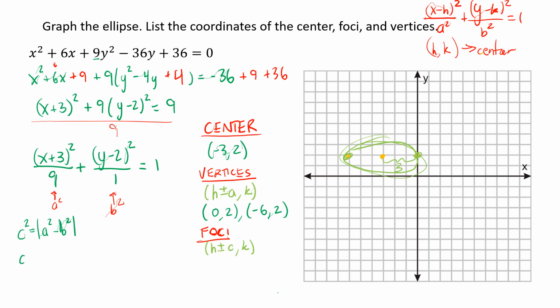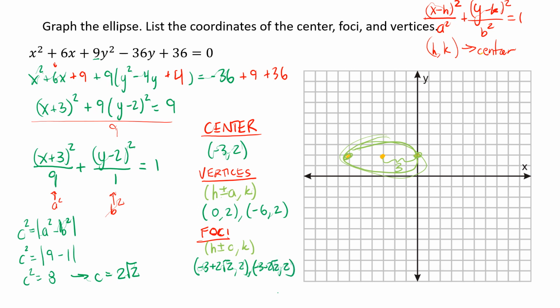So C squared is going to be the absolute value of A squared, which was 9, minus B squared, which was 1. So C squared is equal to 8. When we take the square root of both sides, we get 2 root 2. Okay, so C is 2 root 2. And then if I want to write the coordinates of the foci, I would say that it's negative 3 plus 2 root 2, comma 2, and negative 3 minus 2 root 2, comma 2.